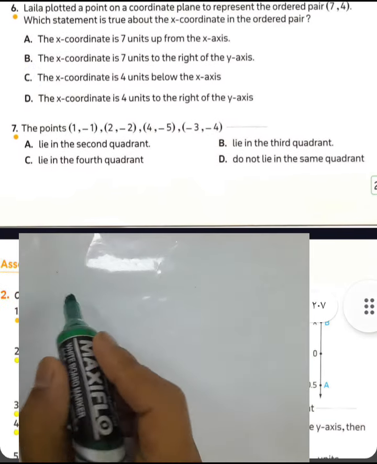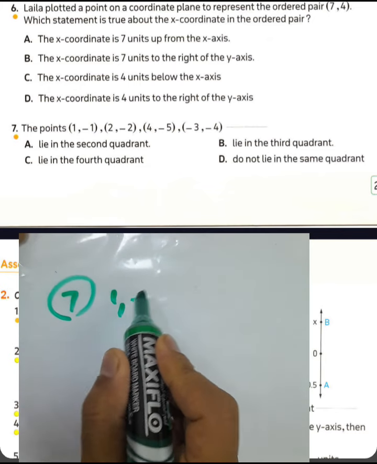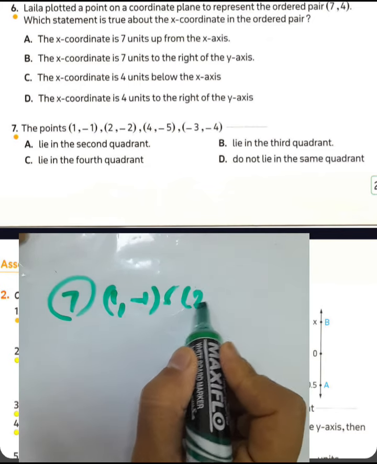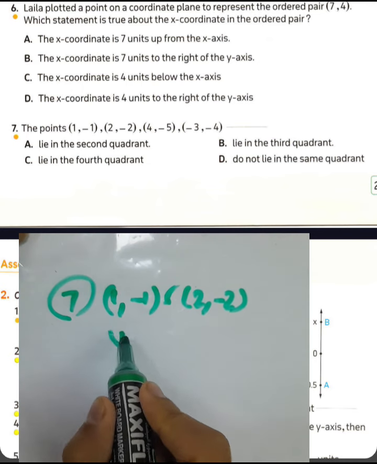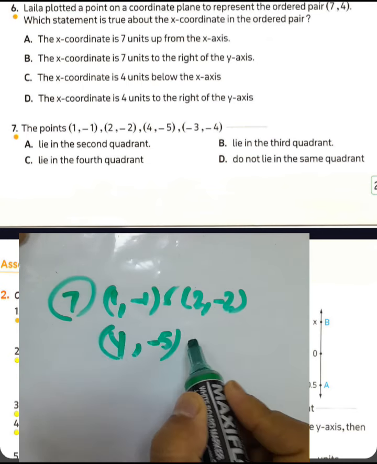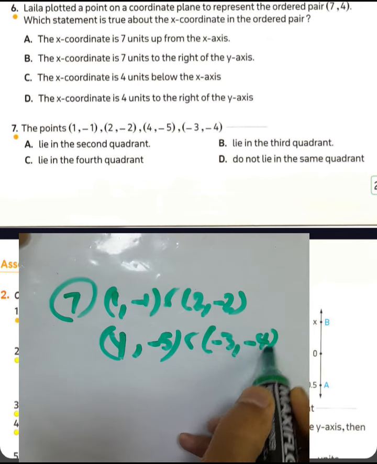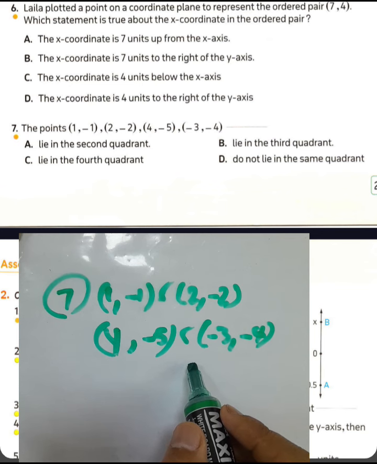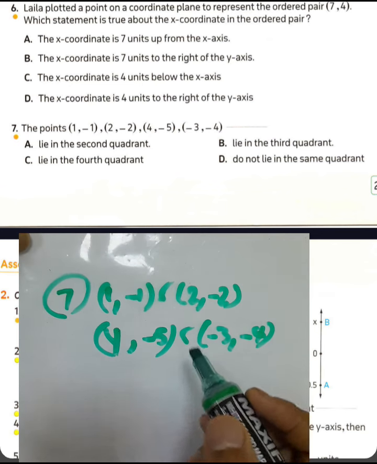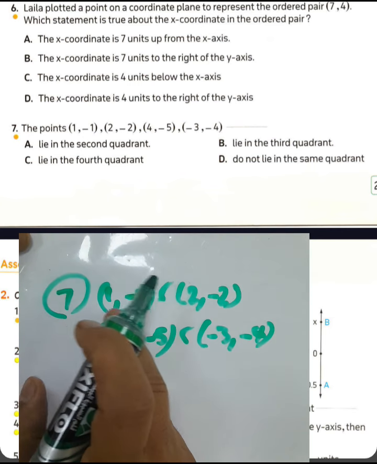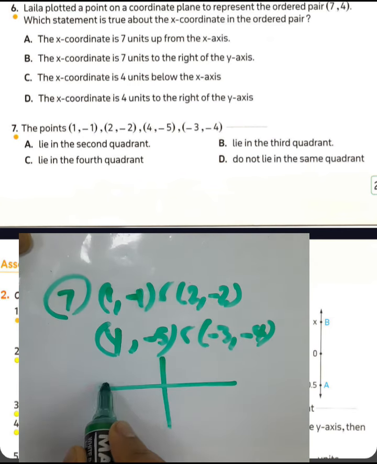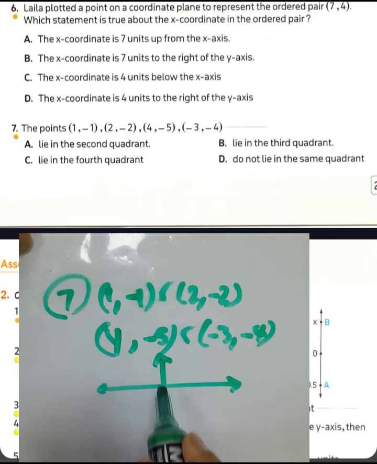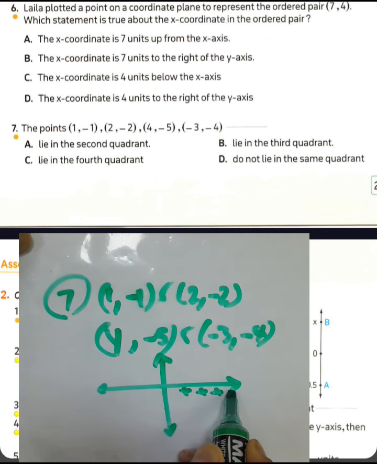Question number 7. The points (1, -1), (2, -2), (4, -5), (-3, -4) lie in which quadrant? Okay, first, (1, -1) lies where positive and negative. Look at the coordinate plane here. We have positive and here negative. It lies in the fourth quadrant.